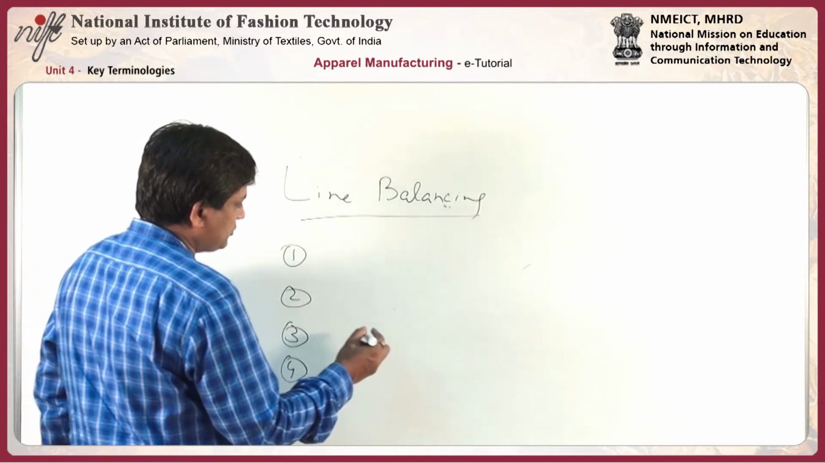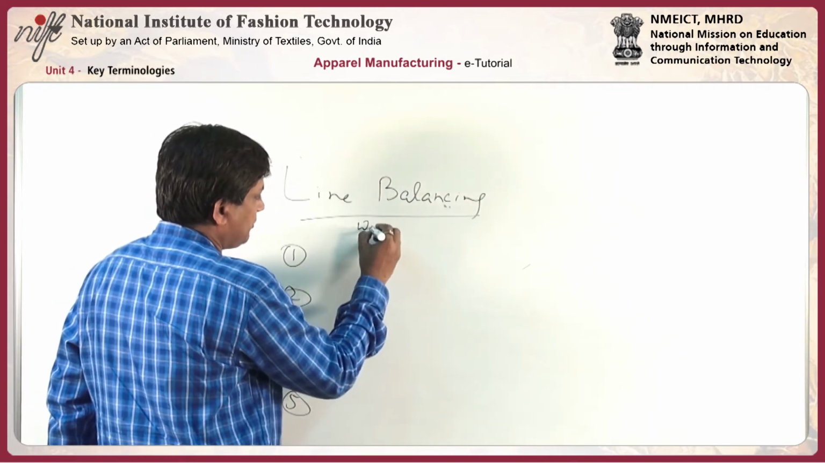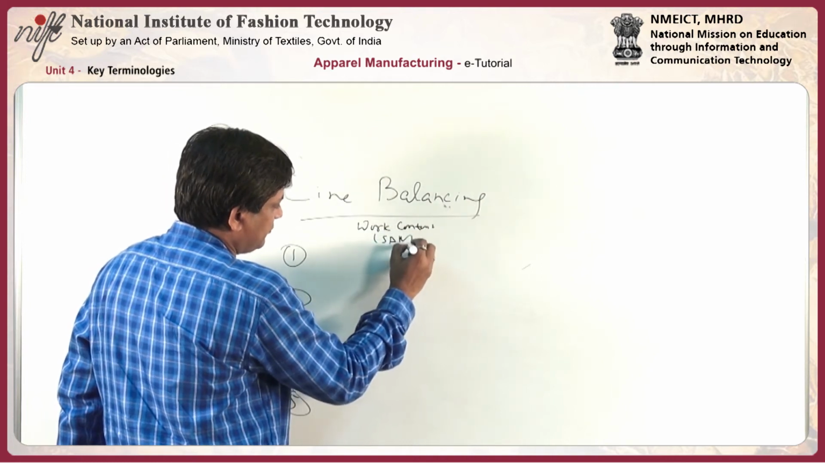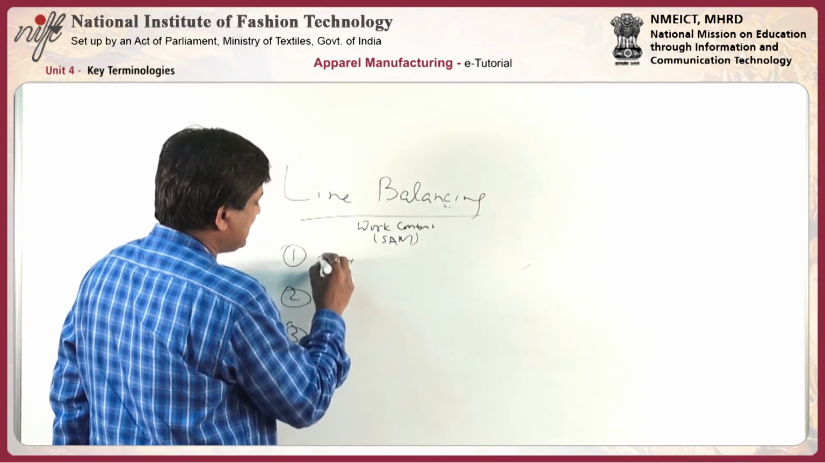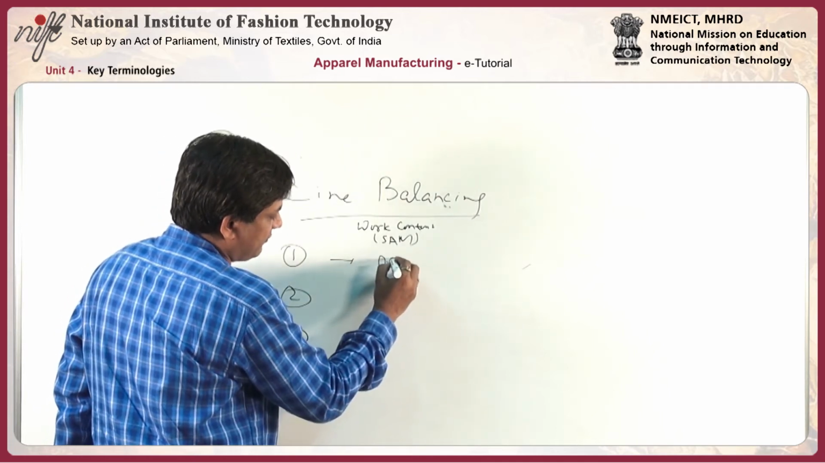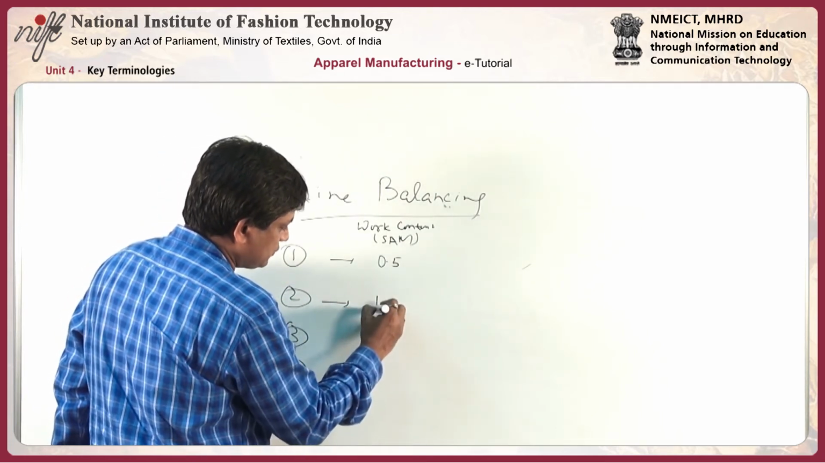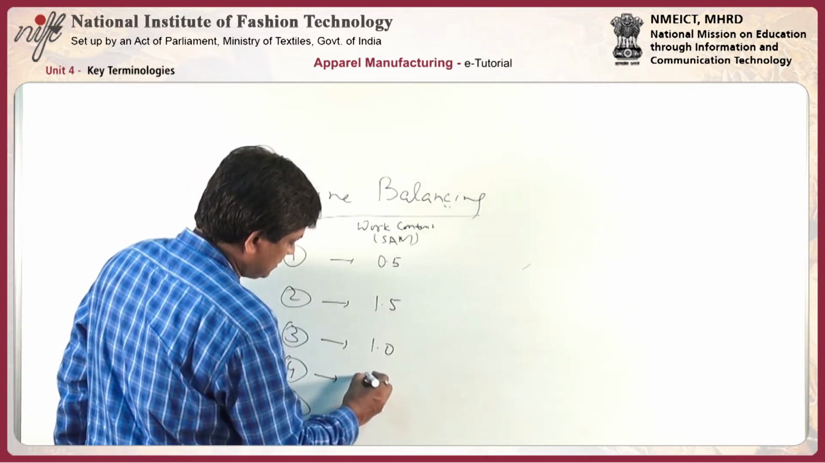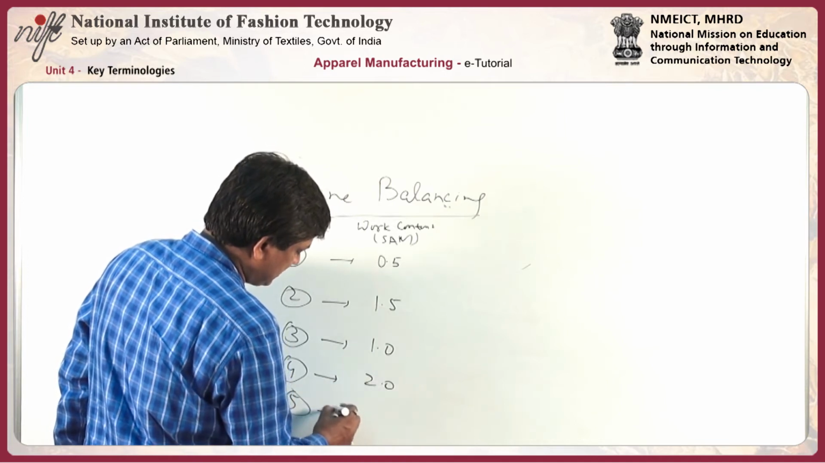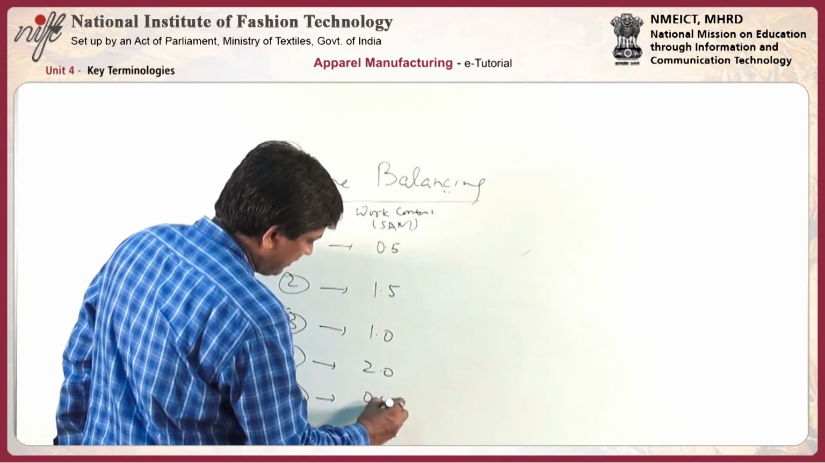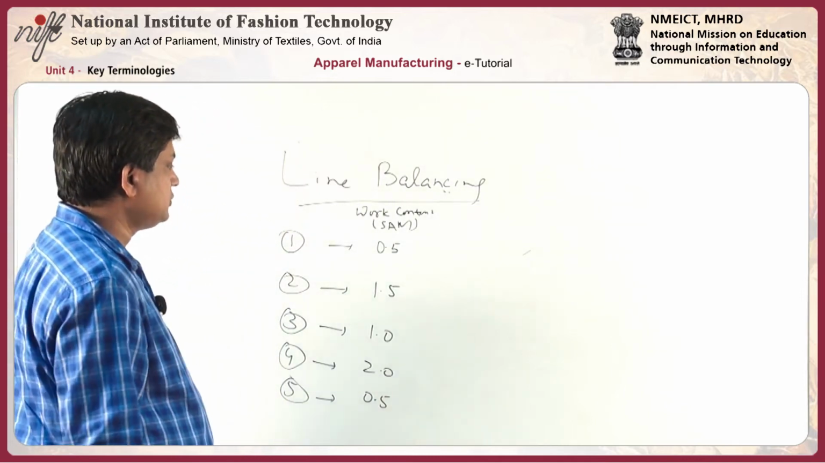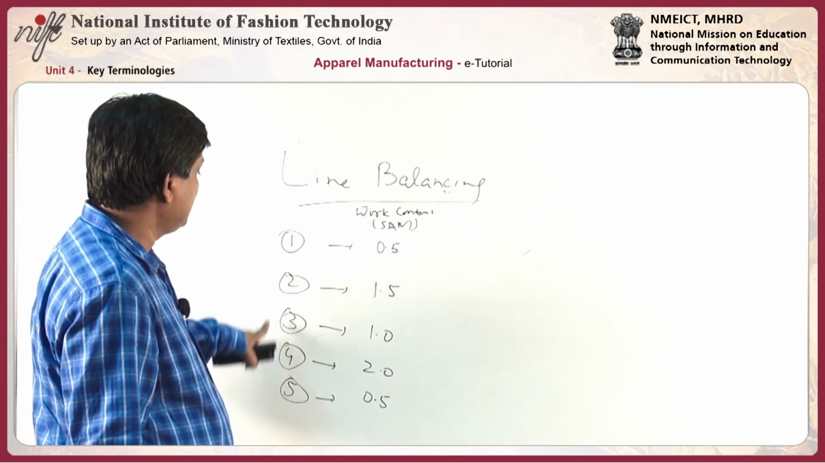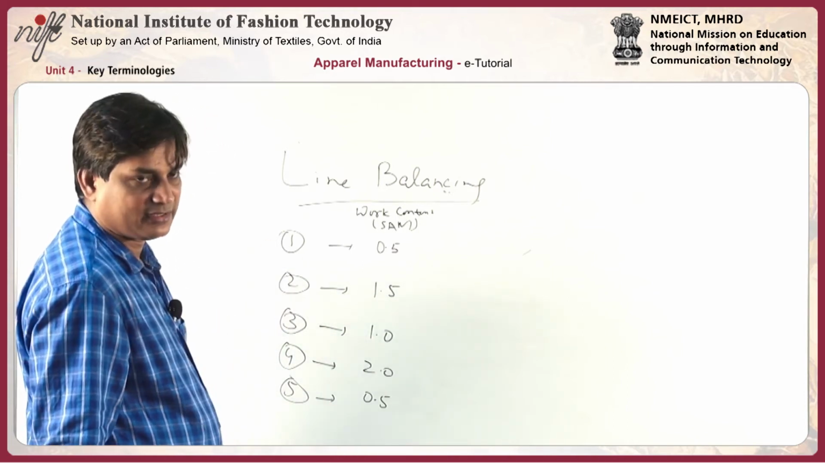Suppose these operations are there, and we talk about the work content, or the SAM. Suppose SAM for operation 1 is 0.5, for operation 2 is 1.5, for operation 3 is 1, for operation 4 is 2, and for operation 5 is again 0.5. So we have 5 operations, and for all of them the SAM is different.